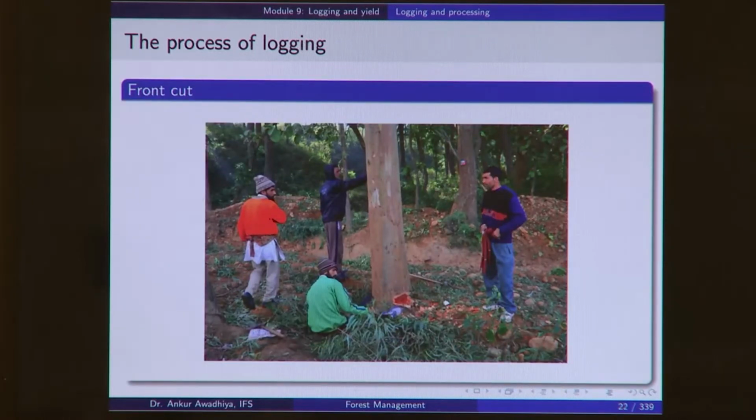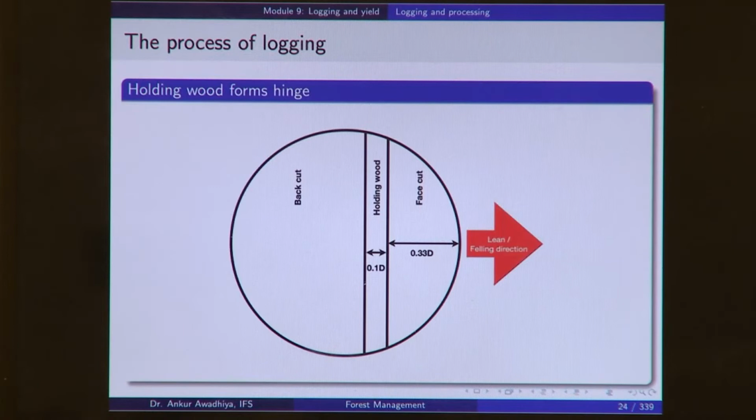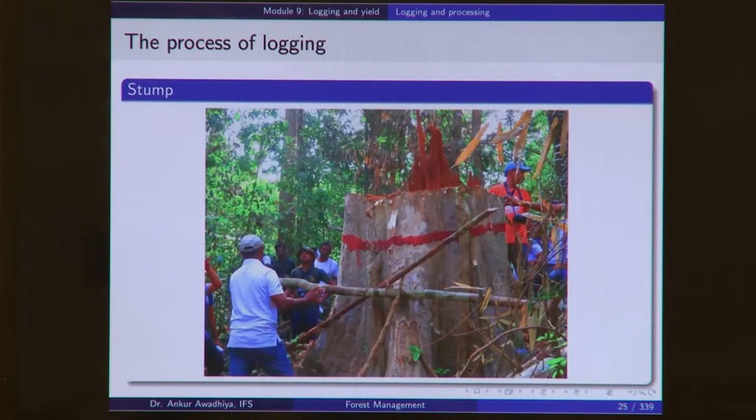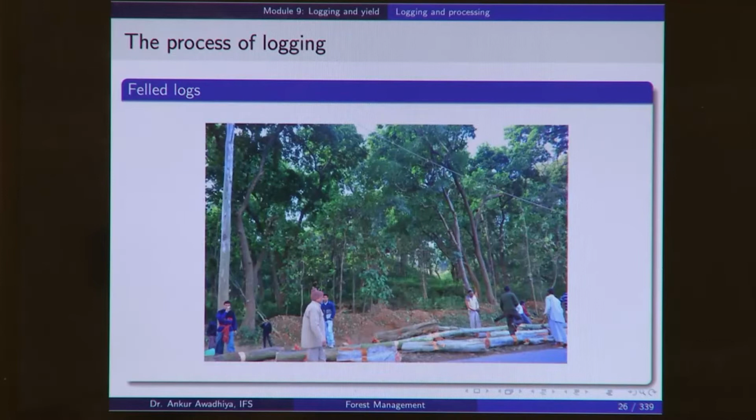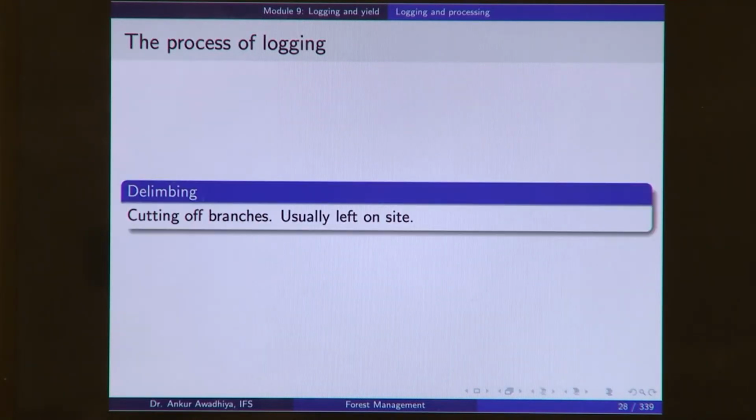So this is how a front cut is being made, back cut made with a saw, and the portion that remains makes up for a hinge. So this is how a stump looks like. Then you have the felled logs. Then these felled logs are delimbed. So delimbing is the process of cutting off the branches.